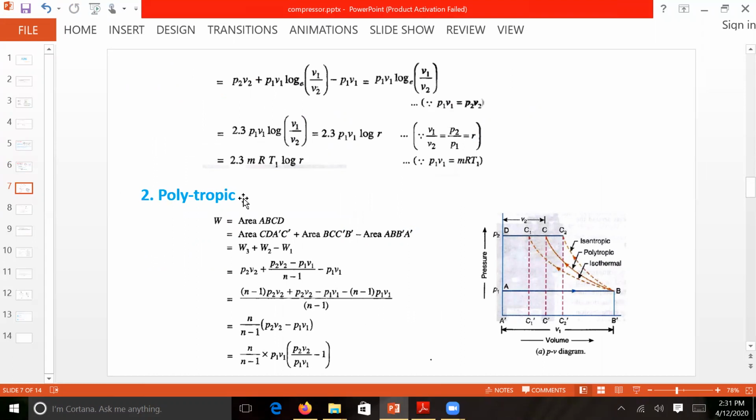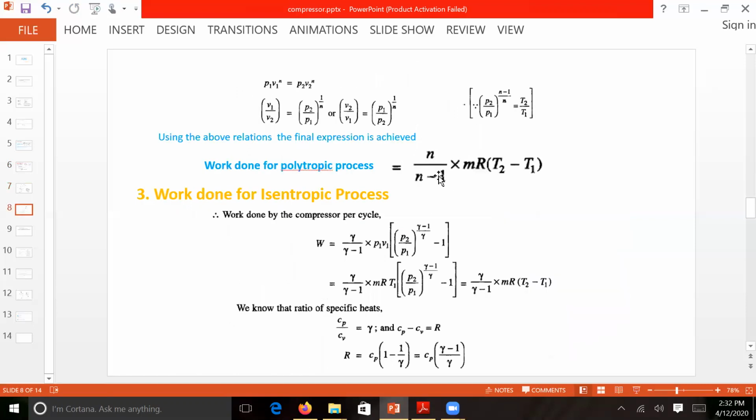Again, similarly for the polytropic process, if the process is polytropic, that is BC, the area will be divided. This one is P2 V2, and similarly the bottom rectangle is P1 V1. The middle one will be for the polytropic process having polytropic index n. Solving this, the final value will be n divided by n minus 1 into P1 V1 into this one. Simplifying this again, we get n by n minus 1 into mR into T2 minus T1. This is the expression for the polytropic process.